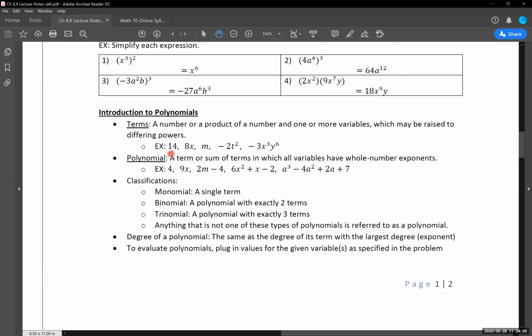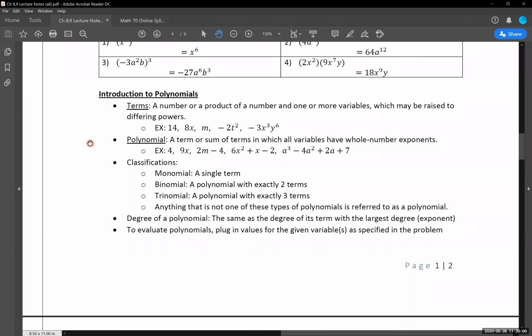So a term can just be a number or a product of a number and one or more variables. So we have the number 14, 8x is a term, m is a term, -2t squared is a term. Again, it's all multiplying. -3x cubed y to the 6th is all a term because everything is multiplying. So those are the definitions of terms, with quick examples.